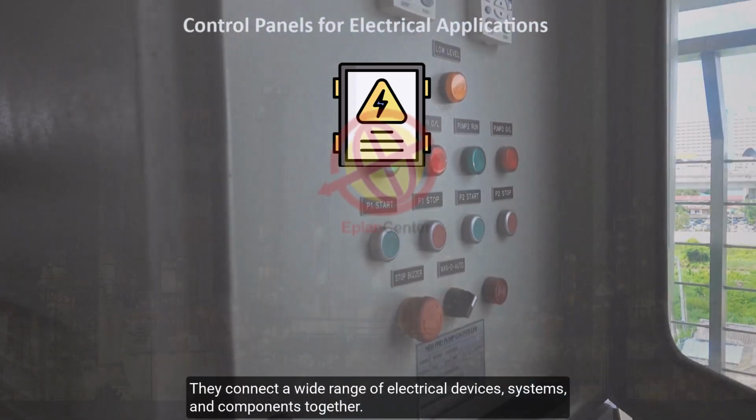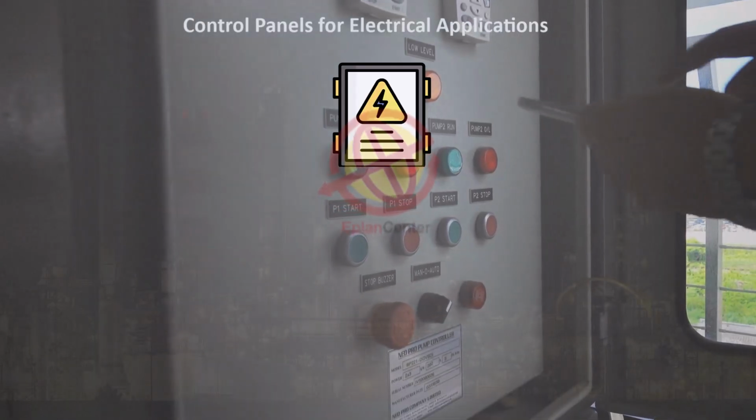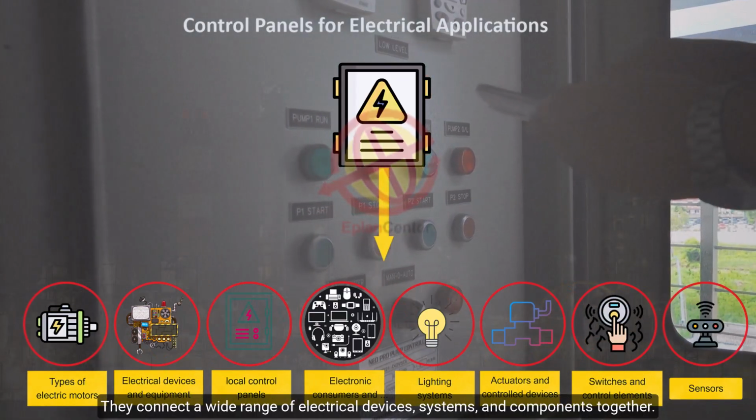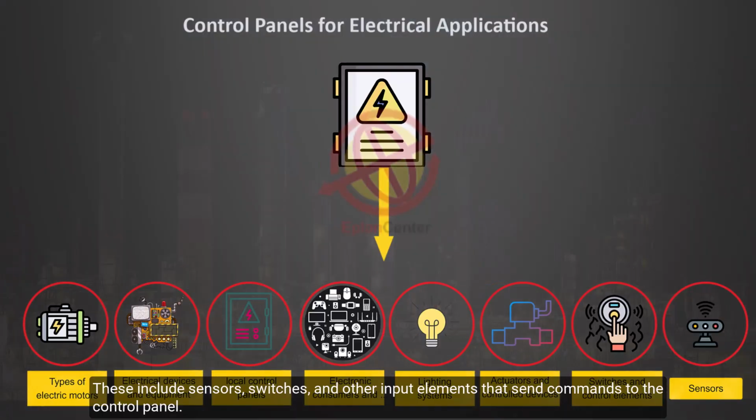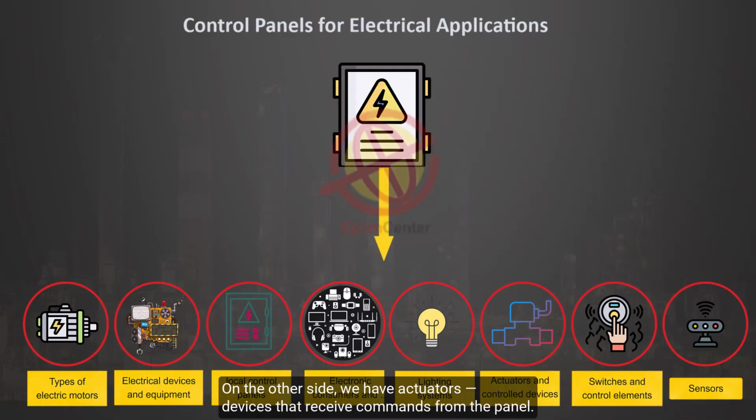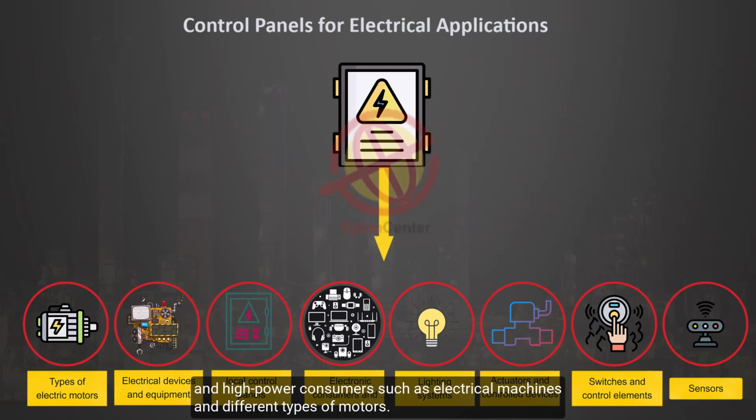They connect a wide range of electrical devices, systems, and components together. These include sensors, switches, and other input elements that send commands to the control panel. On the other side, we have actuators, devices that receive commands from the panel, such as lights, low power consumers, and high power consumers such as electrical machines and different types of motors.